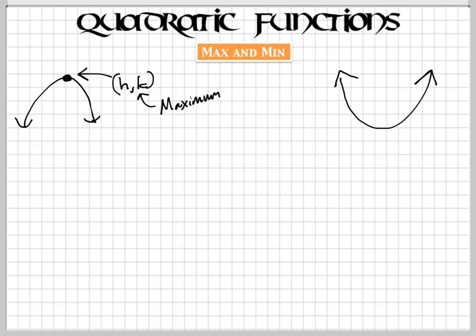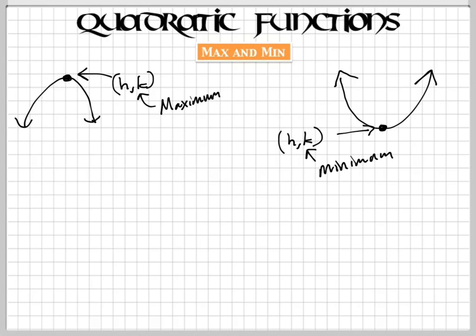It'd be your max. Conversely, the one that opens upward would have your minimum, because it's at the bottom. This is the minimum. Now, maximums and minimums are not really hard to find, because if you can find the vertex, you found the max and the min. So you just need to know how to find the vertex.